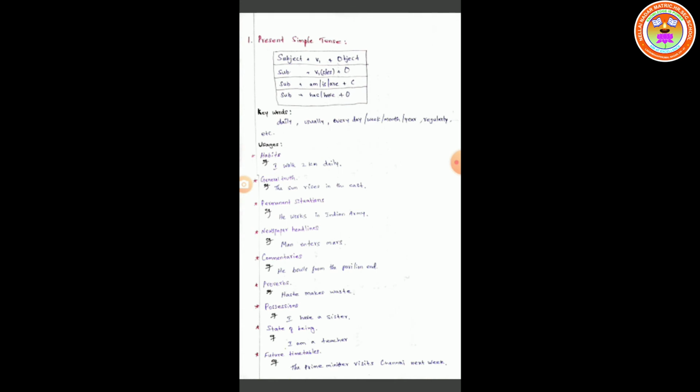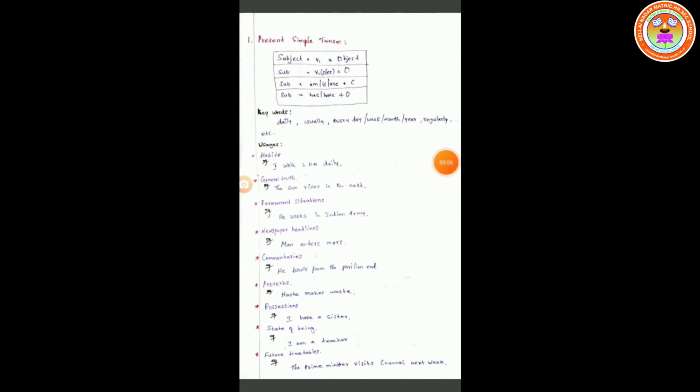So, in the last usage, we can use simple present tense to show future timetables, future schedules. Here, the Prime Minister visits Chennai next week. The words next week show the future time, but here we use simple present tense because it is a schedule.